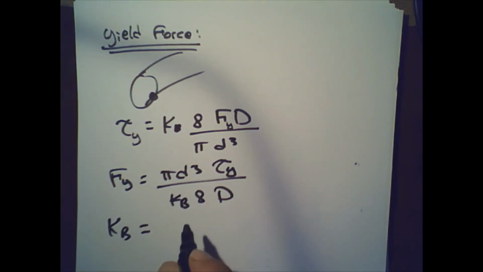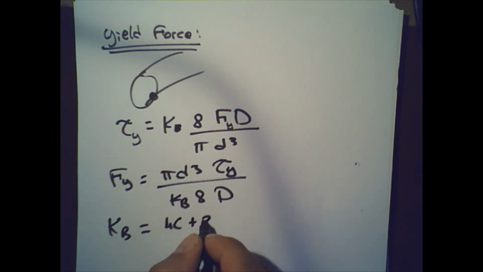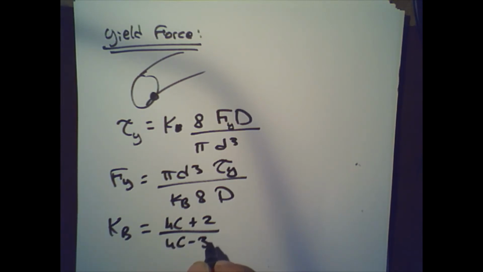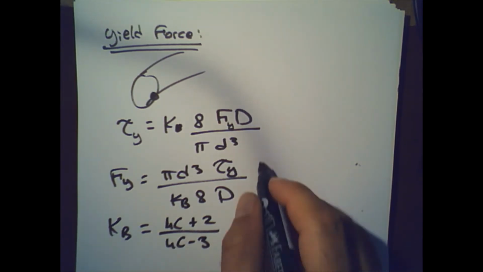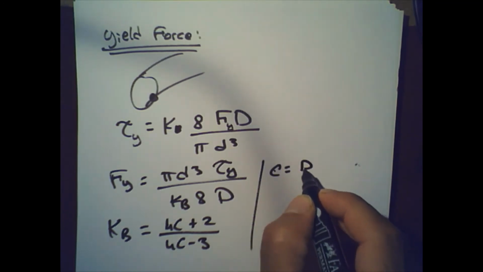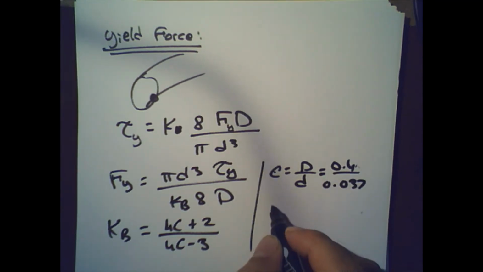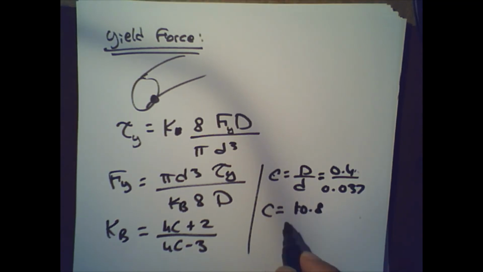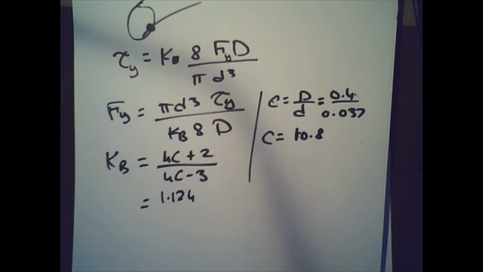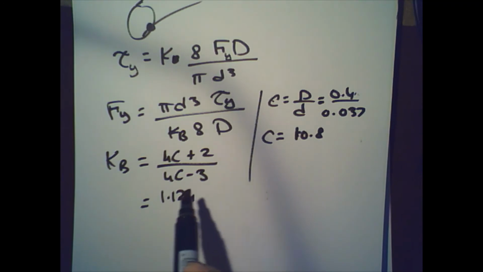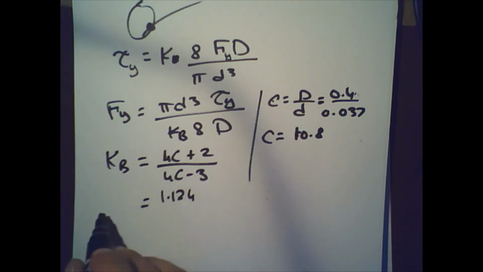This is a factor that essentially takes care of the curvature of the spring because we were using the average shear stress. So that will be 4C plus 2 divided by 4C minus 3. And C was the spring index, so C was equal to D over d. And in our case, it will be equal to 0.4 divided by 0.037. C is going to be equal to 10.8. So once you get C, you can get KB to be equal to 1.24, and then I encourage you, while you are doing that, you can also check out your lecture notes as well, and mainly the presentation.